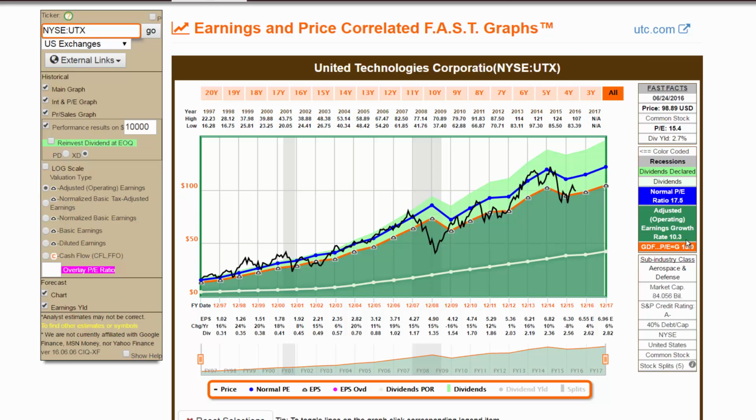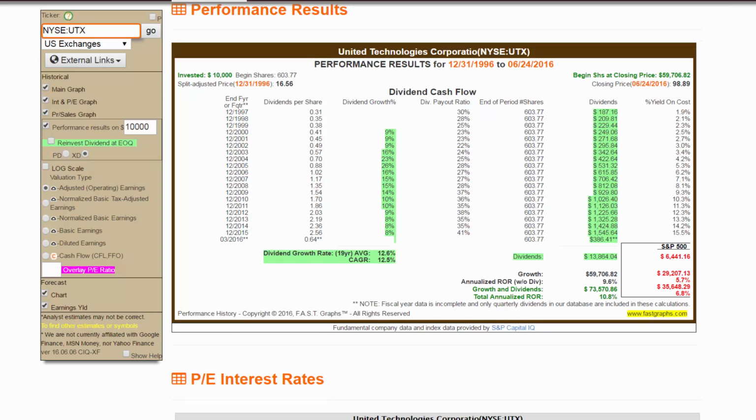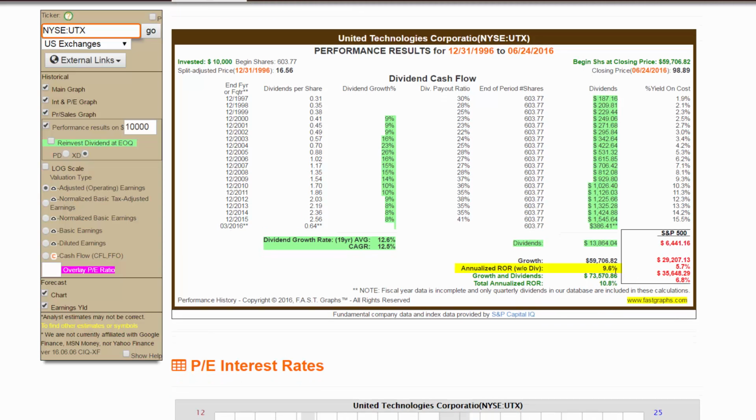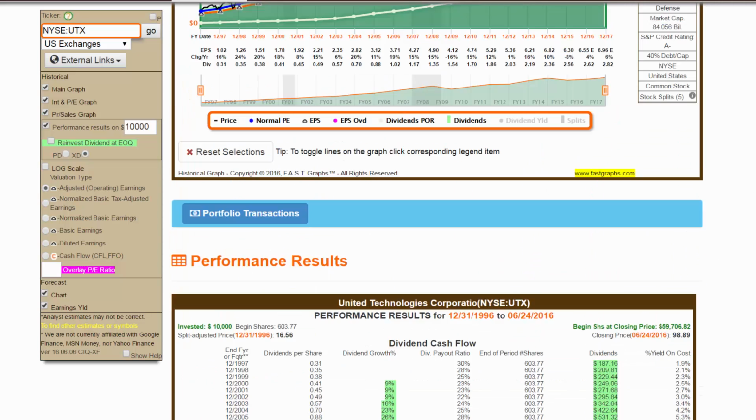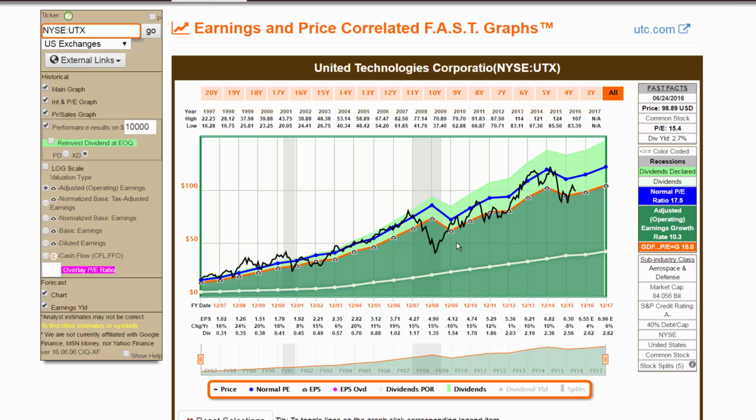The earnings growth rate is 10.3%, and so when I check capital appreciation, I get 9.6%, which closely correlates to the company's growth rate. There's a little cyclicality here. So the point is, the slope of this line from point A to point B is 10.3%, or growth of 10.3%. The fair valuation line is 15.